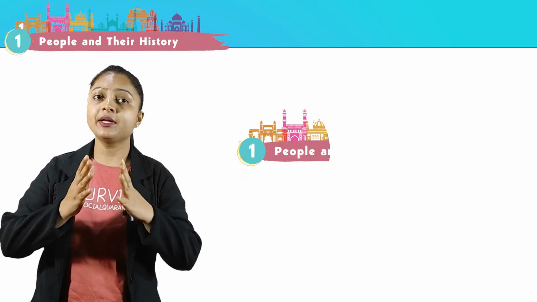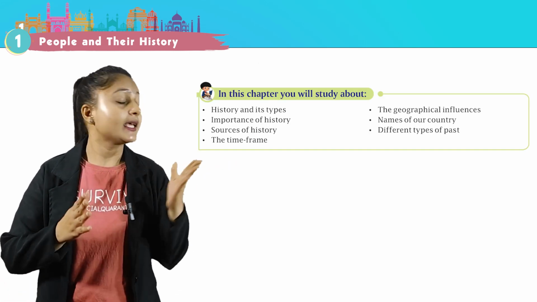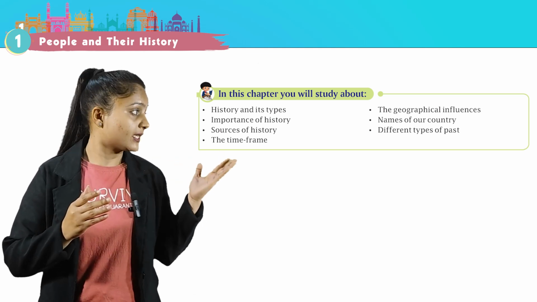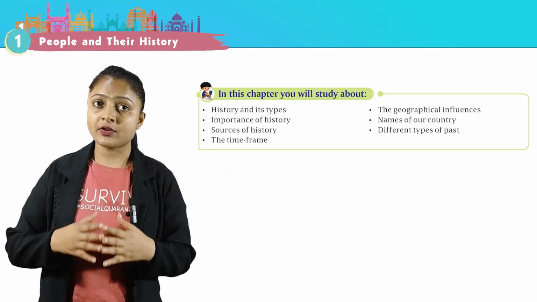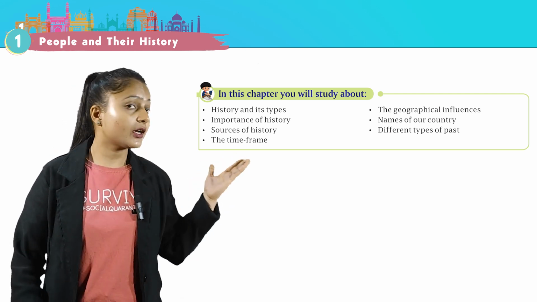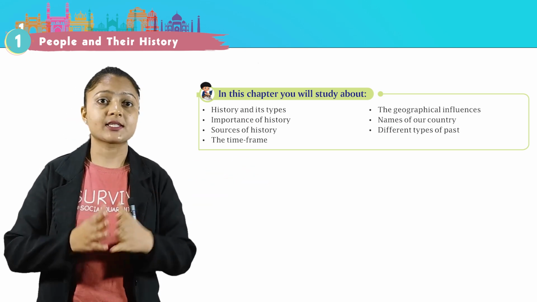Chapter 1, People and their history. In this chapter you will study about history and its types, the geographic influences, importance of history, sources of history, names of our country, the time frame, different types of past.